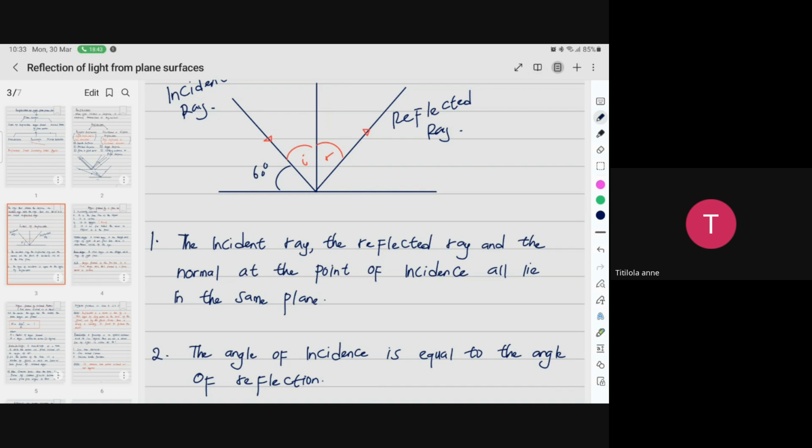So once I have the incident ray, automatically I have the what? Reflected ray, because the laws of reflection say that the angle of incidence is equal to the angle of what? Reflection, right? So these are two key things you need to always remember at every point in time.